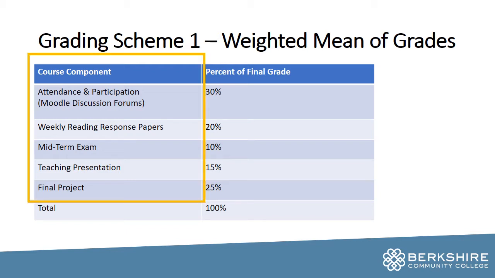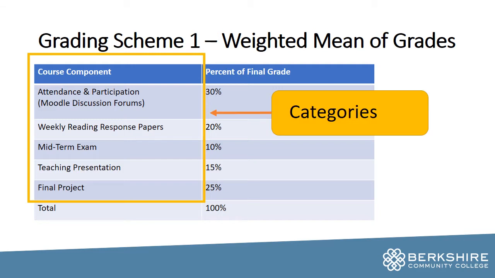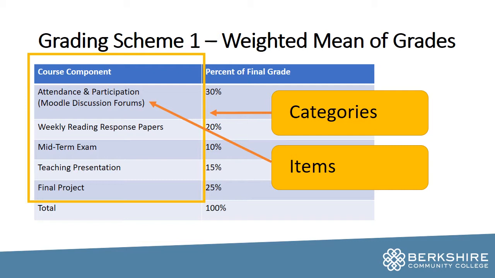So these are the course components. In Moodle language, those are going to be called categories. Categories in Moodle are like folders. So they are these buckets that contain other things inside of them. So those are categories. And then the other concept you need to become familiar with in the Moodle Gradebook are items. Items go inside of categories. So items are usually the discrete activity or assignment that students are working on.